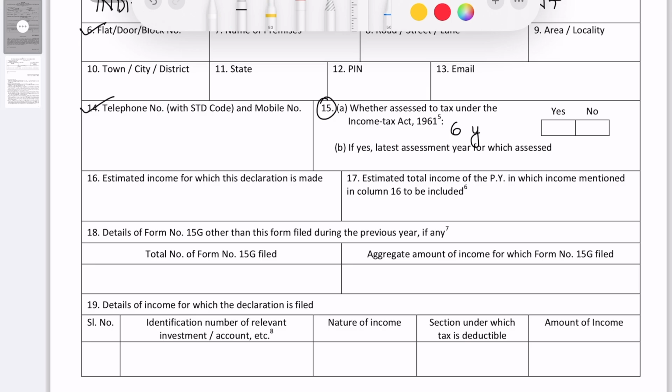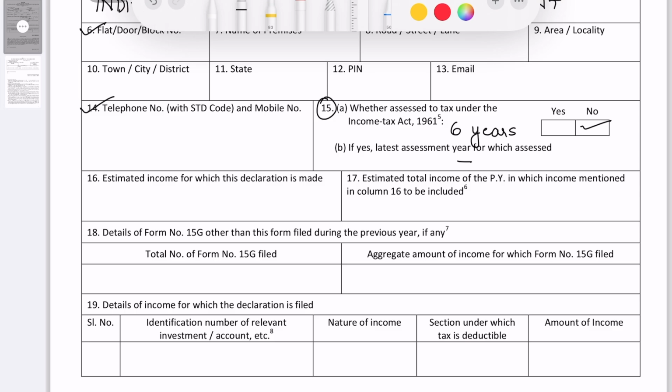If in the last 6 years you have filed your income tax returns, you're going to place a check mark on the yes box and you're going to mention whatever was the last assessment year in which you were assessed in the B part. Now, if in the last 6 years you have not filed any income tax returns, then in that case you're going to check mark on the no check box, and this particular portion, as in the B part, can be left blank. You can write an NA or you can just put a dash and move on.